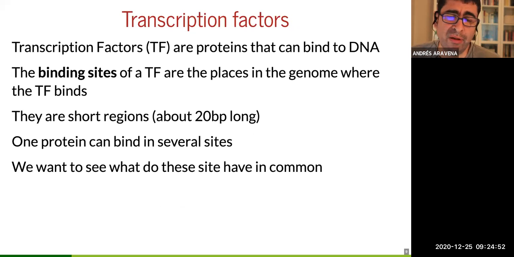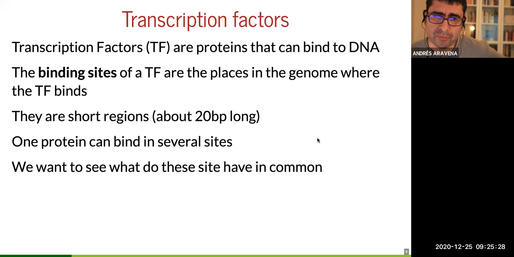And in particular, in fact, I'm not thinking about the protein. I am thinking about the binding site, that is the place in DNA, in the genome, where the proteins bind. These are usually short. I mean, we are speaking about around 20, maybe 15, maybe 25, but it's not 200 base pairs, okay? It's a short segment. And the basic point is that the same protein, or the same family of proteins, can bind in different places in the genome. So you have one protein with several binding sites, and you would like to characterize what they have in common.